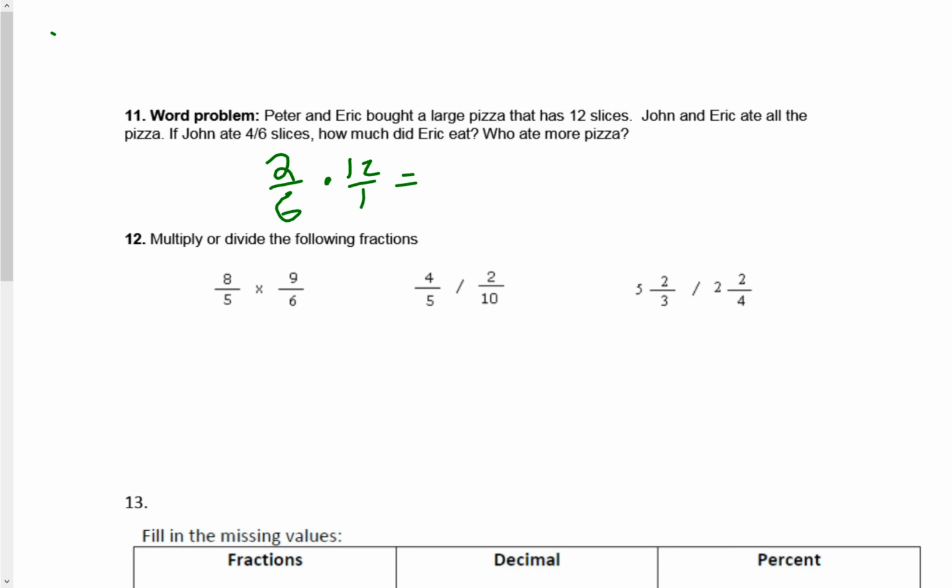Okay? I'm going to bring back that trick that I taught you guys briefly, but if we can reduce either the fractions or diagonally before we multiply, it makes it a lot easier. So right here, 6 and 12 can reduce by dividing both of them by 6. So we get 1, we get 2. Okay? Now if we multiply straight across, we get 4 over 1, which just equals 4. So that means Eric had 4 pieces of pizza. Who ate more pizza? Well, that was Peter. Peter had 4/6 of it versus 2/6 of it.